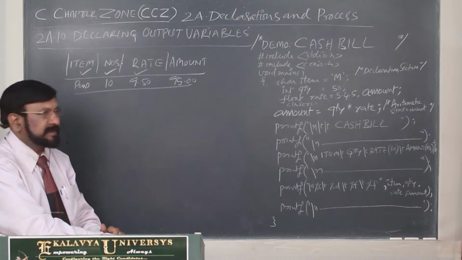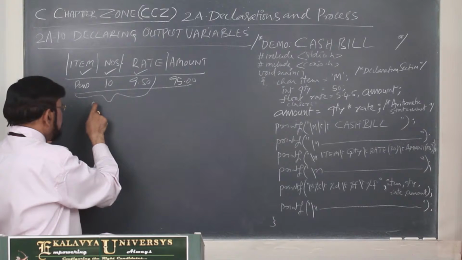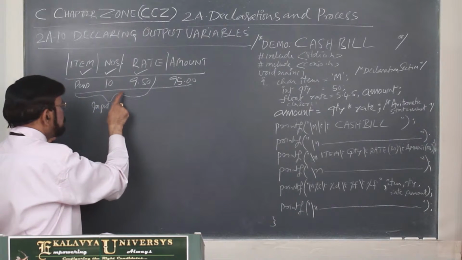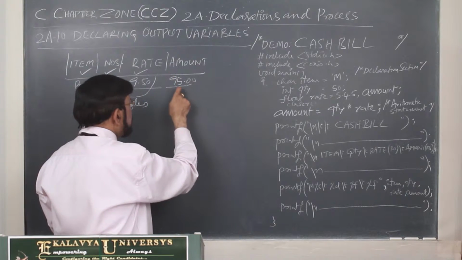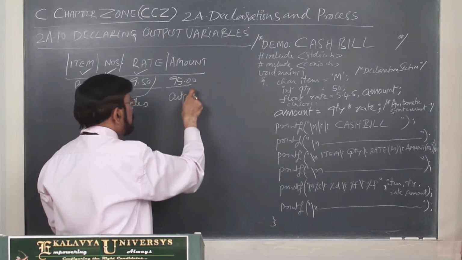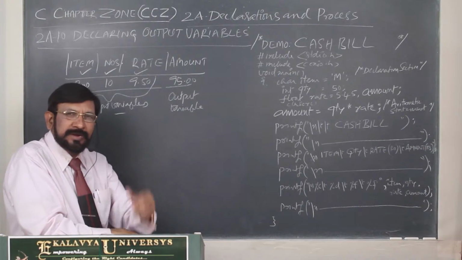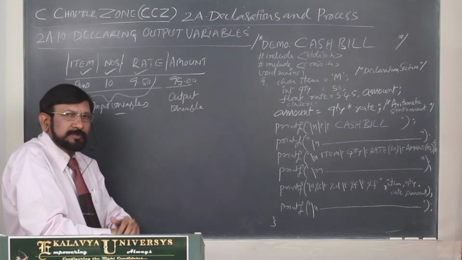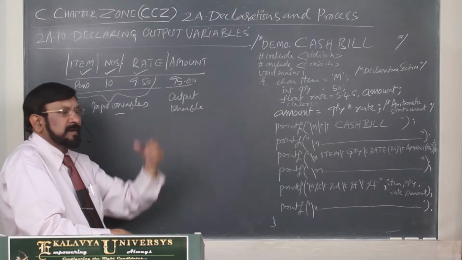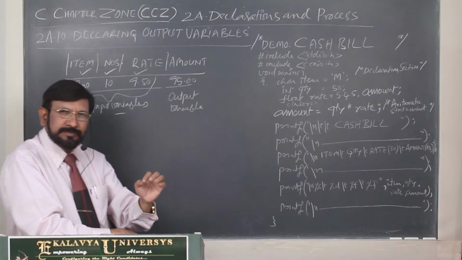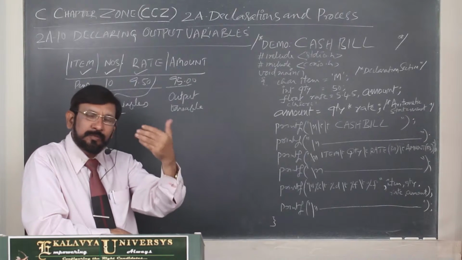Understand? So, for the sake of differentiation, let us call the three items input variables, and the last item can be called an output variable. All are variables only. What are variables? They are containers for storing data. All are variables, but depending on the nature, these are called input variables, and this is called an output variable. Input variables means what we enter. Output variables means what our program calculates.